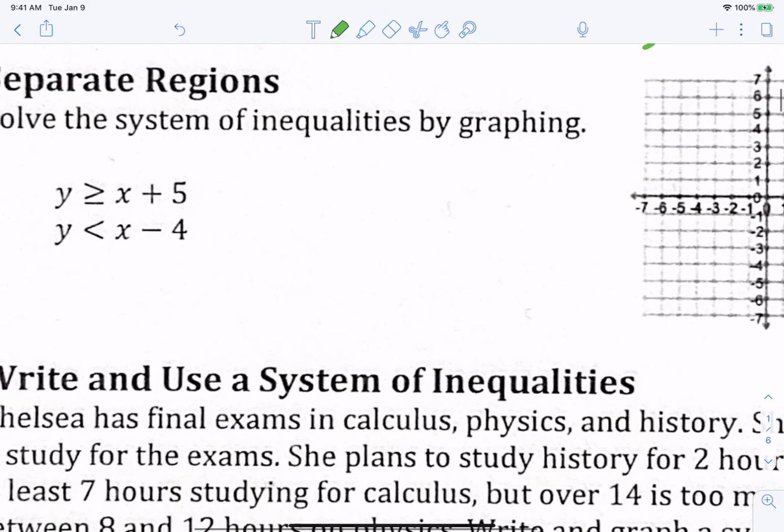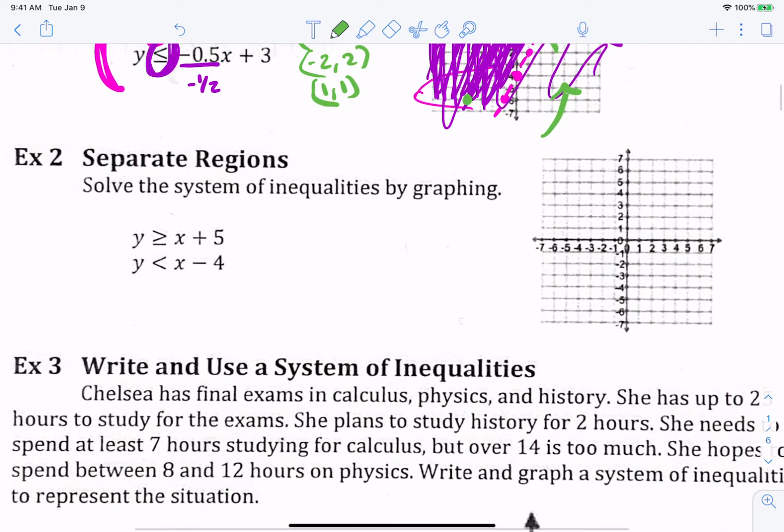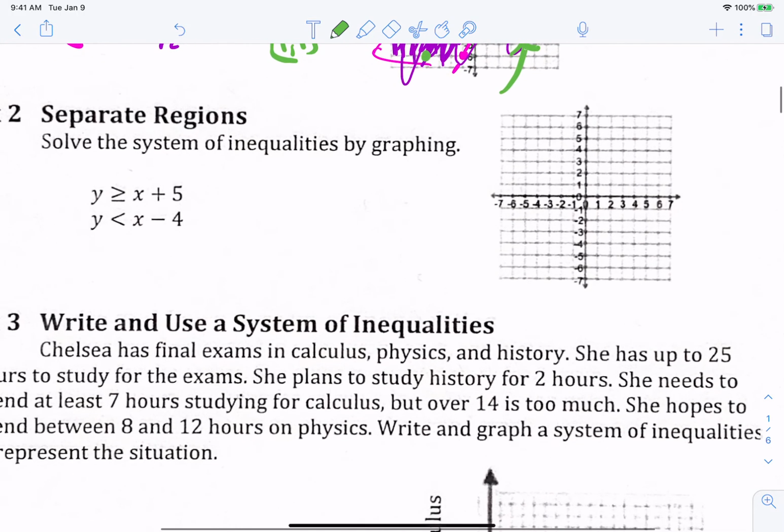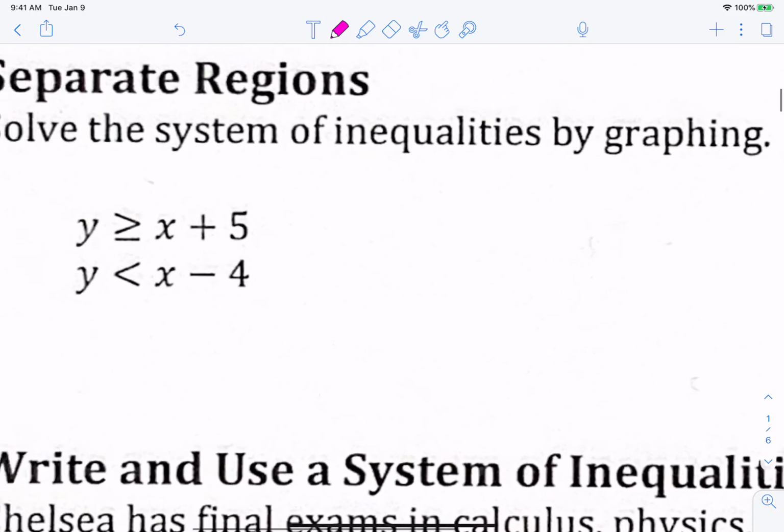All right, so let's go to this next one. Solve the system of inequalities by graphing. Same thing again, except we're going to end up with some weird things. That's okay. Okay, starting with the top. I'm going to do this one in pink.